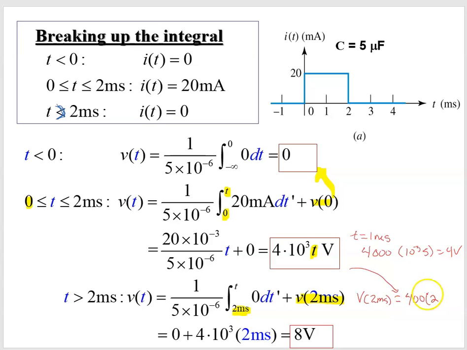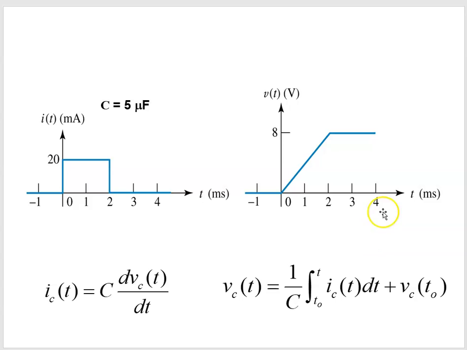Oops, that's 4,000 times 2 times 10 to the negative 3. We'll just do 4 times 10 to the 3, 4 times 10 cubed times 2 times 10 to the negative 3, which is equal to 8 volts. And that's what we show here. So we get the same graph either way. All right, we'll look at more examples of this in class.